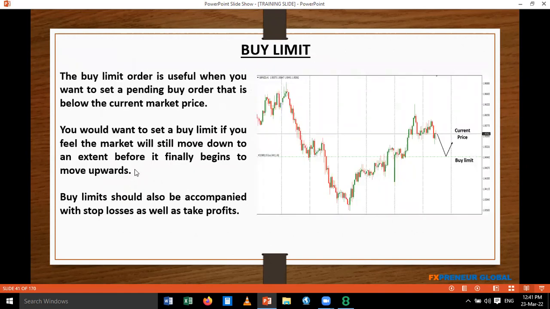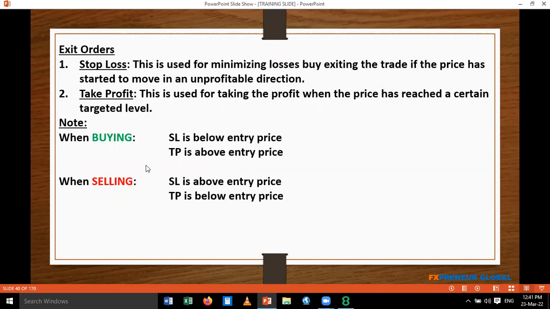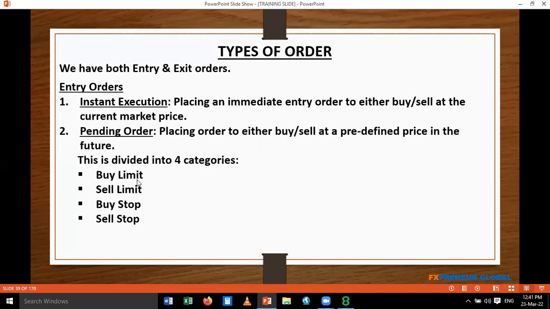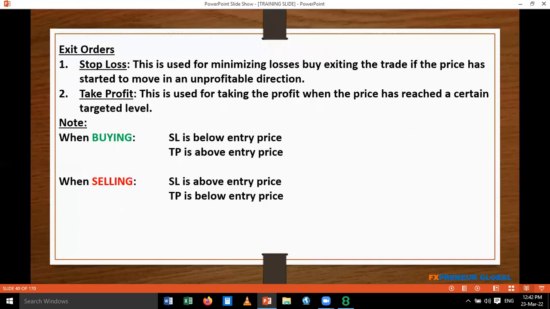For the pending order, which I mentioned earlier, there are four different types. There are four different ways you can do a pending order. You have the buy limit, sell limit, buy stop, sell stop. These are different ways in which you can do a pending order.